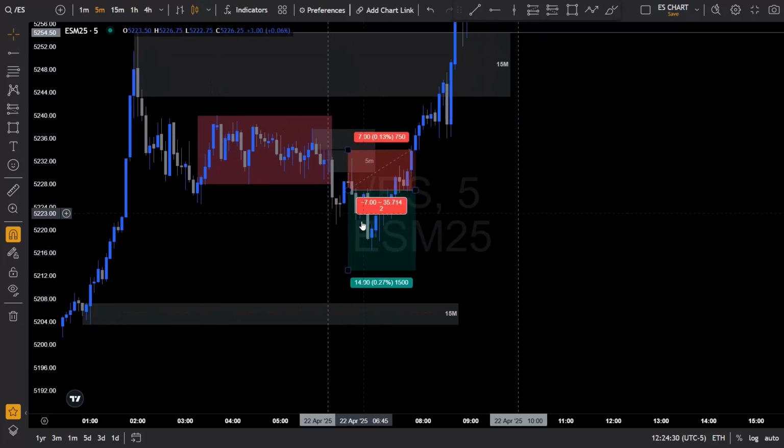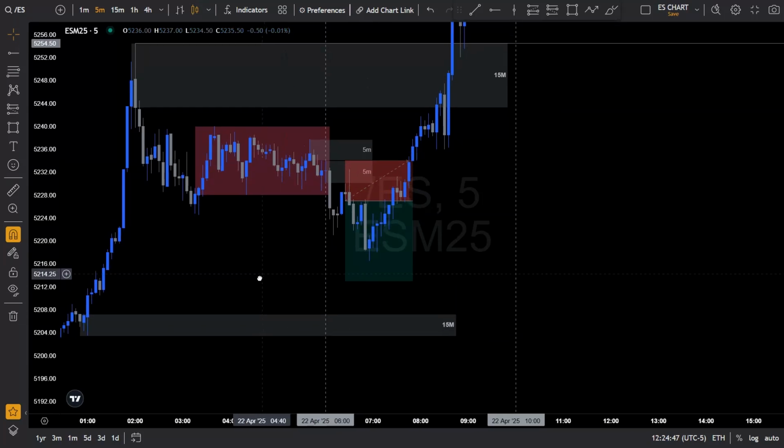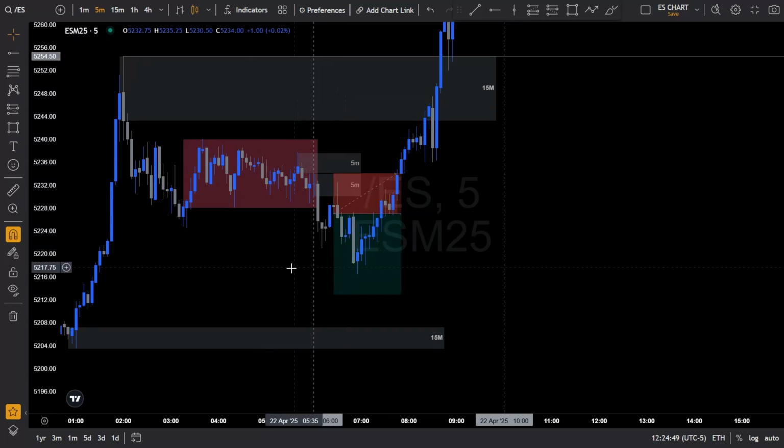So I also had a 15-minute demand zone down here. That's the whole reason I took a sell here. I only take a sell off of 5 minute or a buy off of 5 minute if it's leading towards a higher time frame zone. So in this case, the zone was here. It didn't quite reach it, but it did push down. So my bias was slightly correct, but it didn't push all the way down into my desired TP.